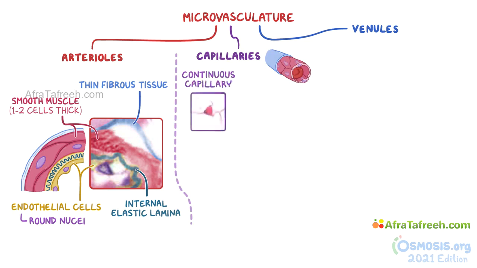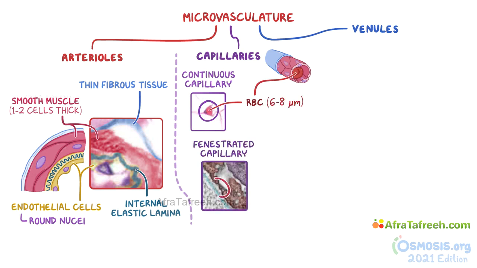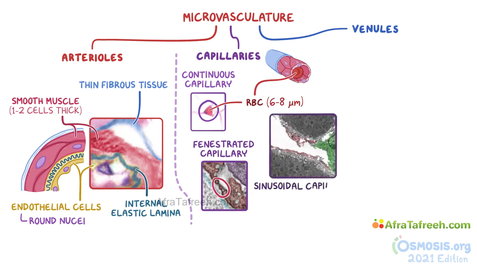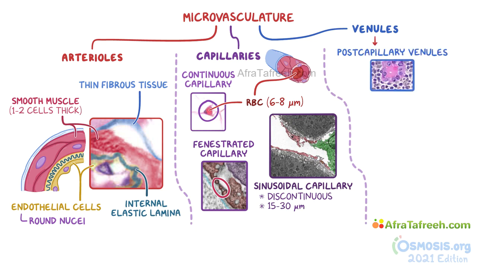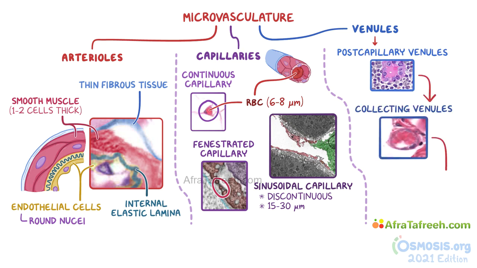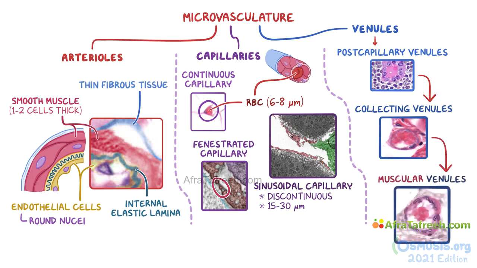Continuous capillaries have diameters that are only slightly larger than the diameter of a single red blood cell, which is approximately 6 to 8 microns. Fenestrated capillaries have capillary walls that show small fenestrations. Sinusoidal capillaries have capillary walls with a discontinuous endothelium and basement membrane. These capillaries also typically have larger diameters that are usually between 15 to 30 microns. The capillaries then drain into postcapillary venules, which have larger lumens and a thin wall of endothelial cells. These venules converge to form even larger collecting venules that gradually increase in diameter and eventually become muscular venules, which are the only venules that have 1 to 2 layers of circularly arranged smooth muscle surrounding the endothelium.